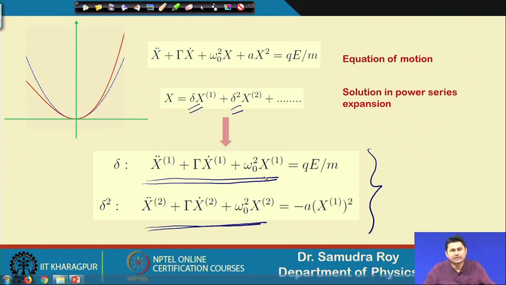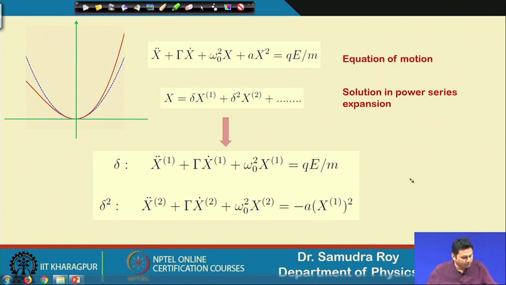x1 is nothing but our fundamental solution in the absence of any anharmonic term, and this is the same equation that we have been using for long. So, there is no anharmonic term present here. But for x2, which is interesting, we have a source term, and A is related to the constant that gives rise to the anharmonic term. So, the next thing is to find out the solution of x2.